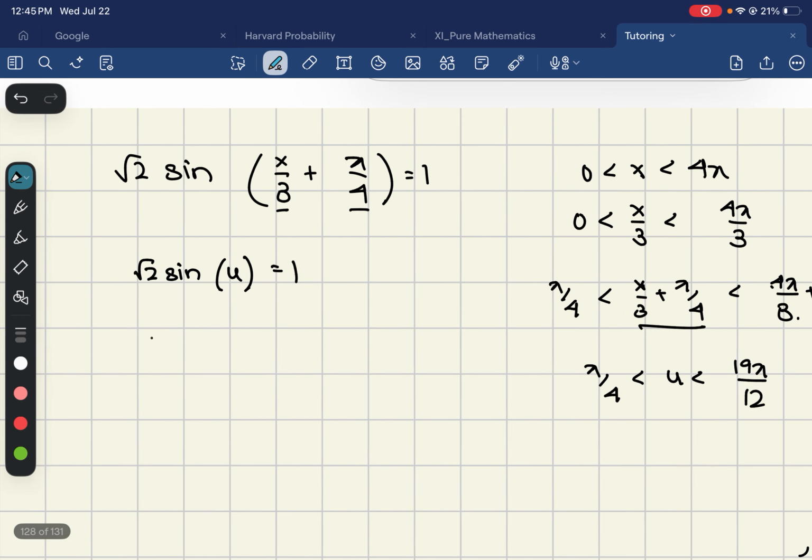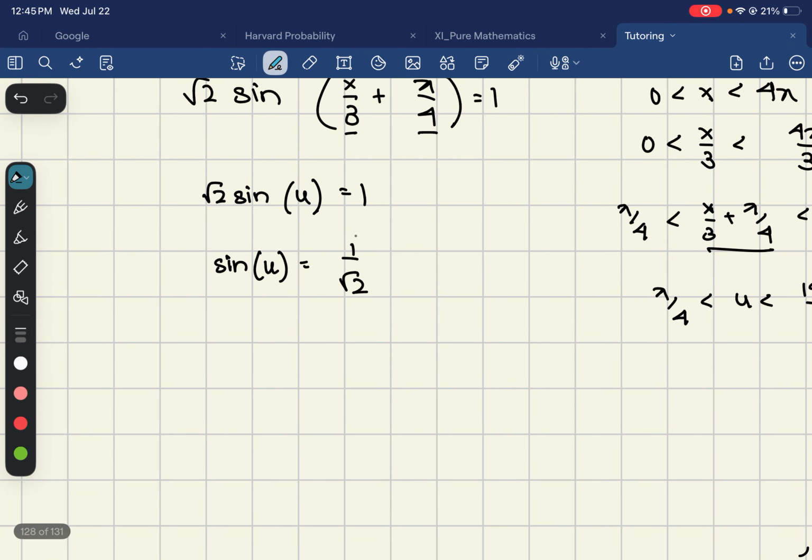All right. So sine of u is equal to 1 by root 2, right? And 1 by root 2, well, that's something I'm very familiar with. And I know that sine of pi by 4 gives me 1 by root 2. So the first solution is u is equal to pi by 4, right? 45 degrees gives me 1 by root 2. But remember, u is bigger than pi by 4. So this is invalid. So this is my first quadrant solution.